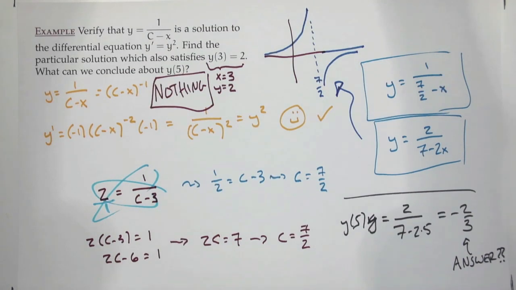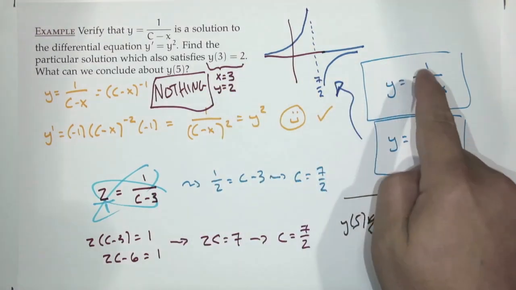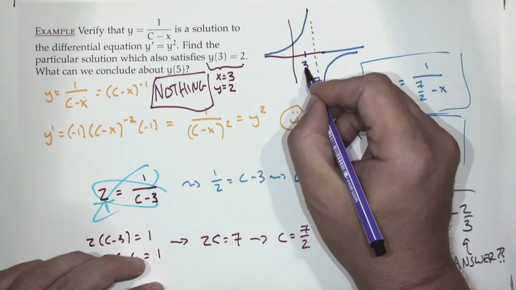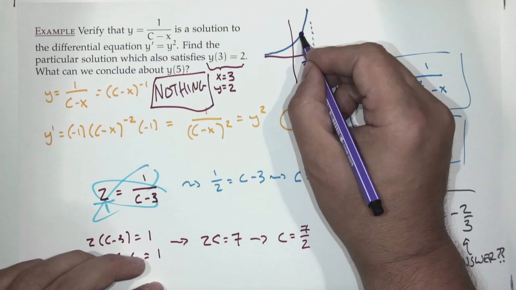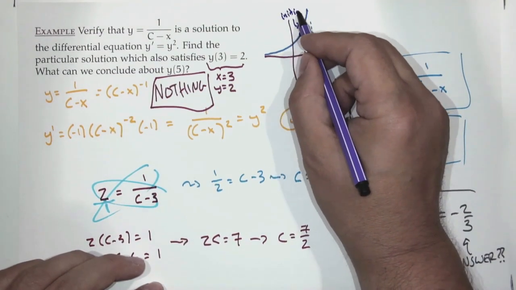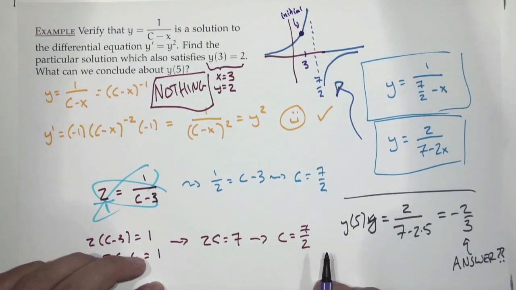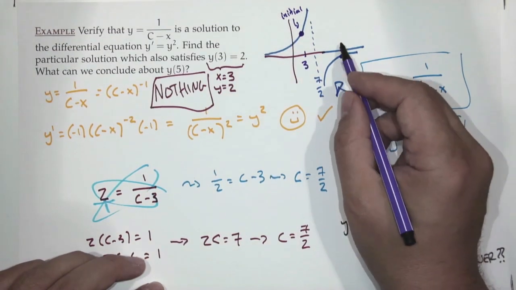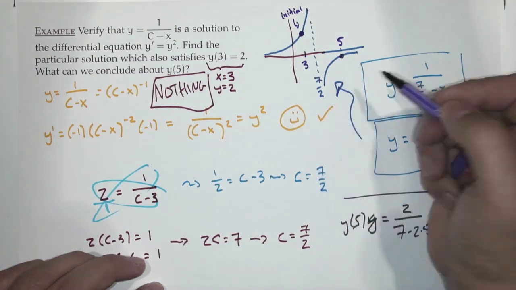Now, where was our initial condition? In relationship to 7 halves, where does 3 lie? To the left or to the right? To the left. When we picked 3, we chose it to the left. There was our initial condition. Where are we trying to ask a question about? 5, which is to the right. And nobody sang the song. I'm kind of sad.